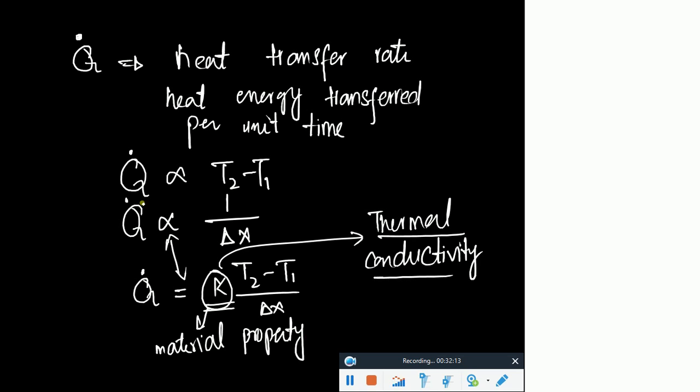Yes, this is Fourier's law. At this time I won't go into the details of this, because the details of all these modes, or heat transfer mechanisms, are a subject which you would deal with in a heat transfer course.